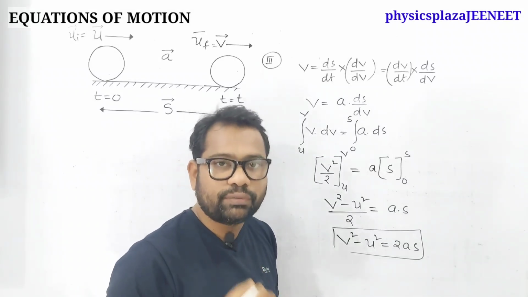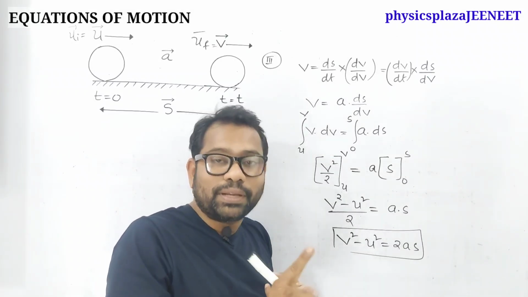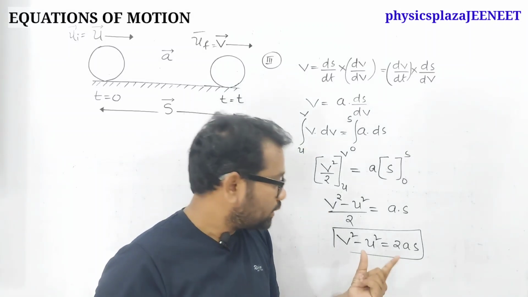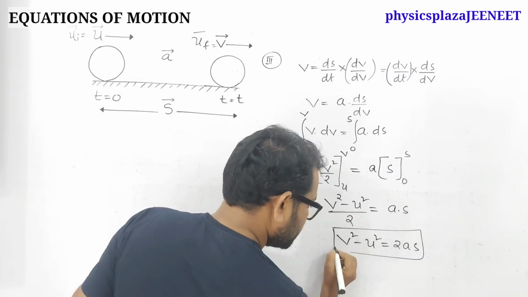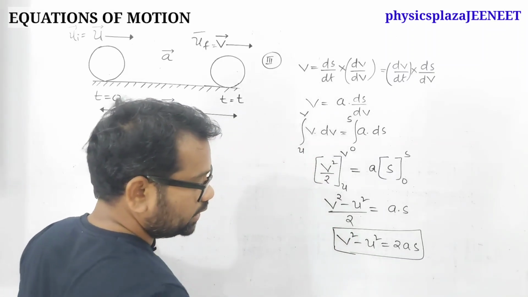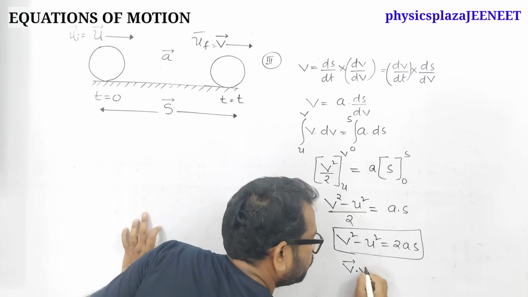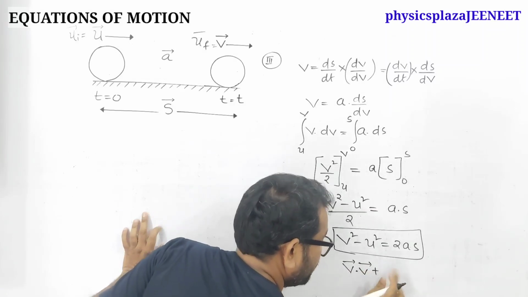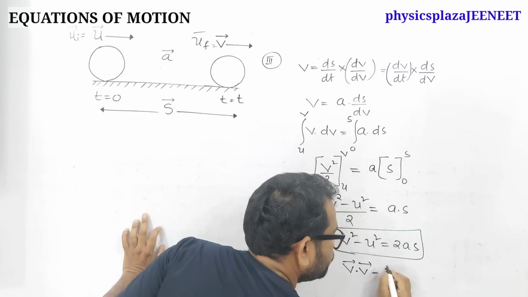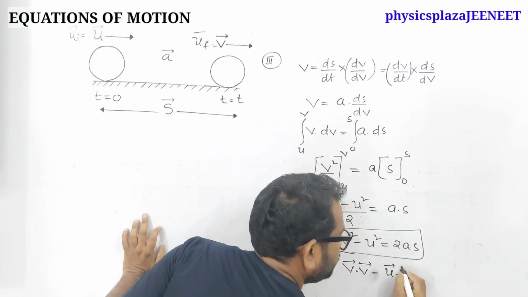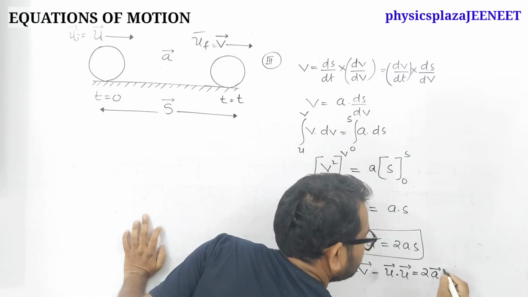If you compare the first two equations of motion, v is equal to u plus at, s is equal to ut plus half at square. But in the third equation of motion, time is not involved. So this is a scalar form, children. Scalar form. But how can we write it in vector form? This is v dot v minus u dot u is equal to 2a dot s.